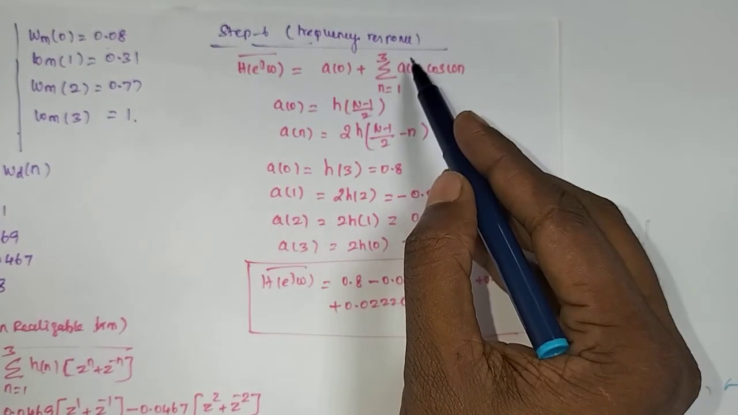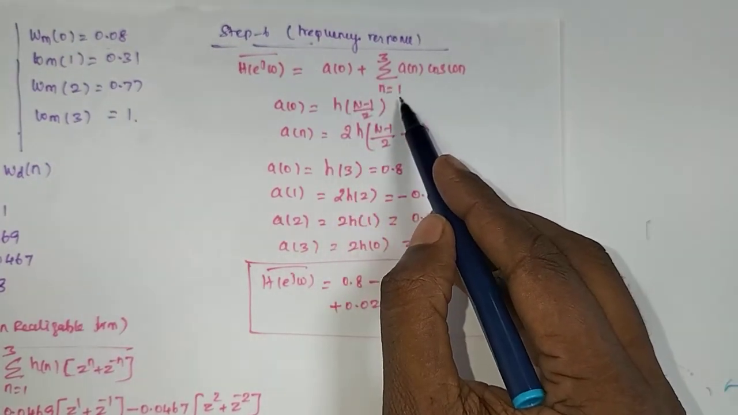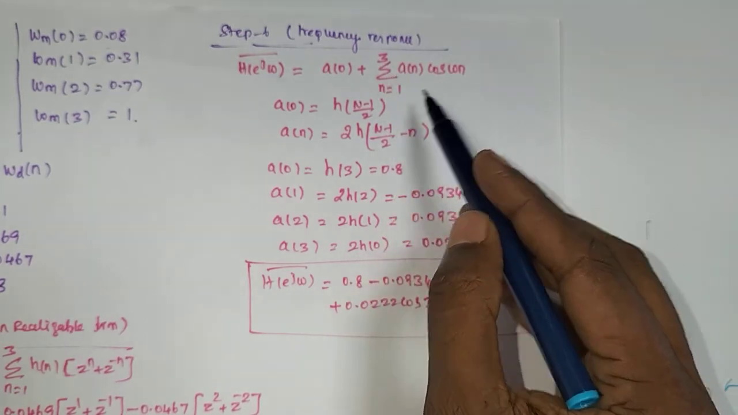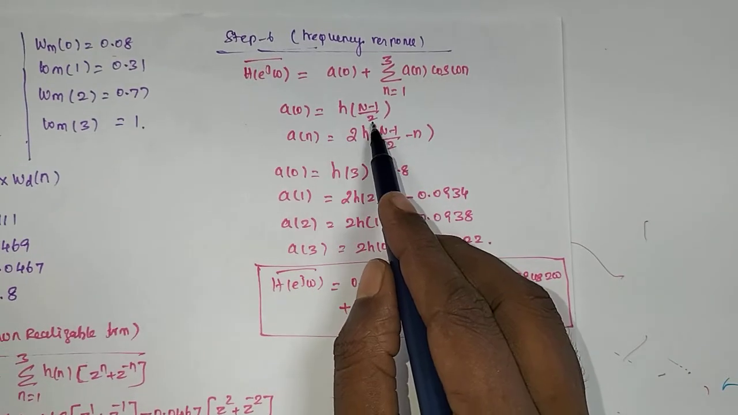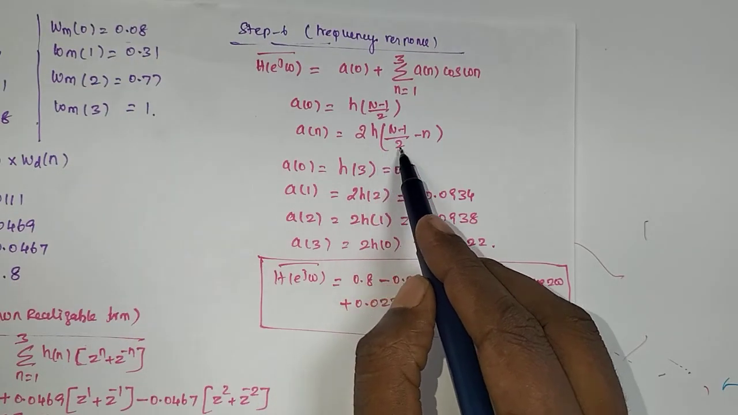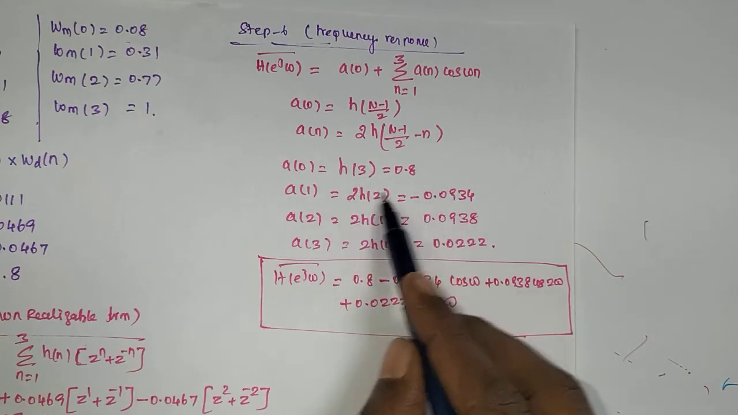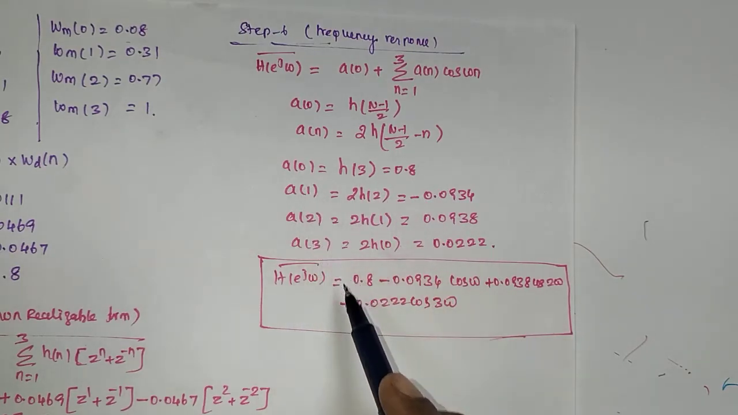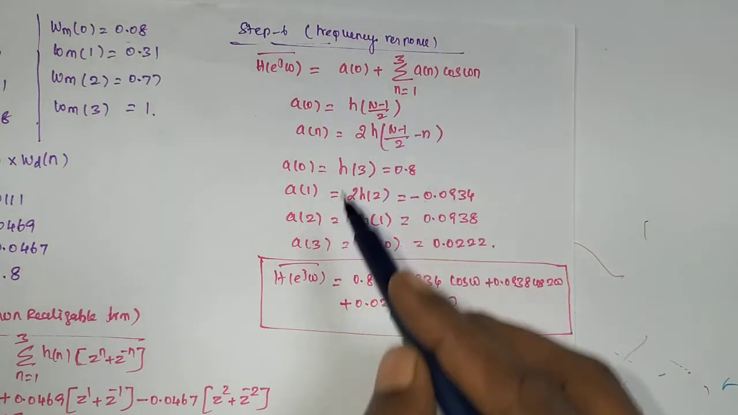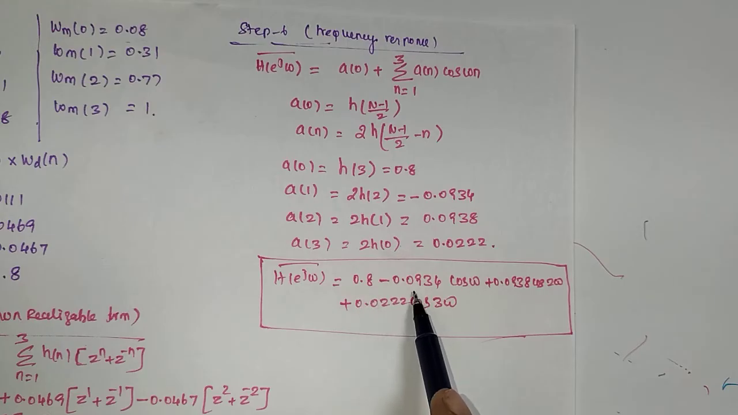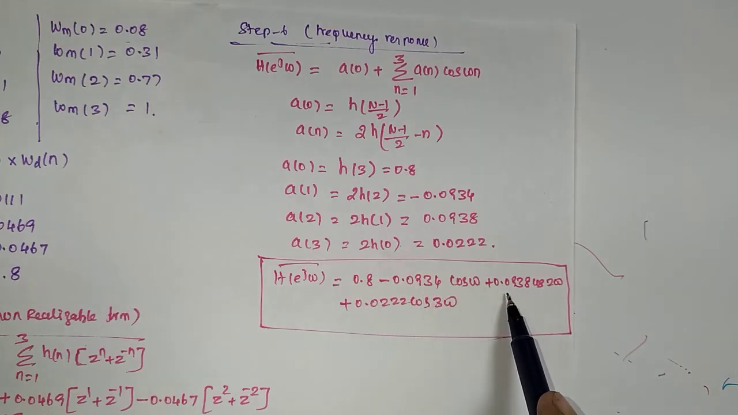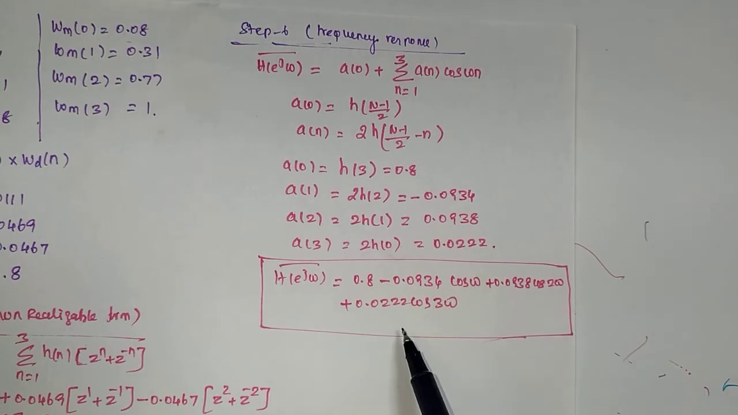Next, find the frequency response. So a of 0 plus summation n equal to 1 to (N minus 1)/2 of a of n into cos omega n. A of 0 is equal to h of (N minus 1)/2, and a of n is 2 into h of (N minus 1)/2 minus n. So a of 0 is equal to h of 3. After finding all the values, apply these filter coefficients to find the frequency response: 0.8 minus 0.0934 cos omega plus 0.0938 into cos 2 omega plus 0.0222 into cos 3 omega.